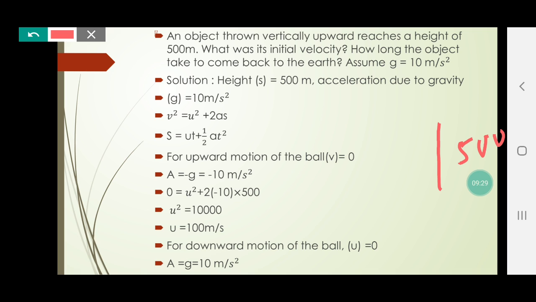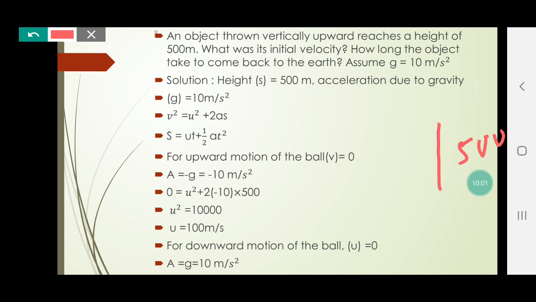Here we are going to use the formula v square is equal to u square plus 2as. And s is equal to ut plus half at square. The second formula is used for the calculation of time, and the first formula is used to calculate the initial velocity. As it is thrown upward, the final velocity will be equal to 0. And as it is thrown upward, the value of g will be negative. So g is equal to minus 10.